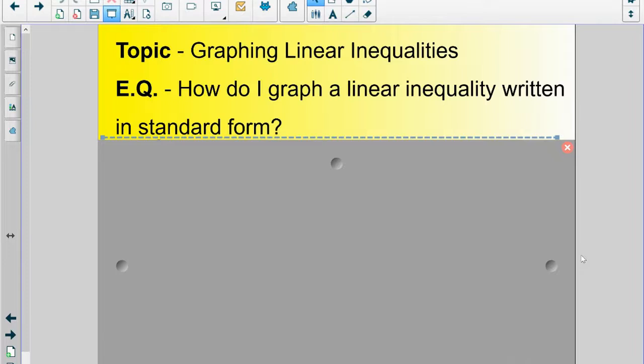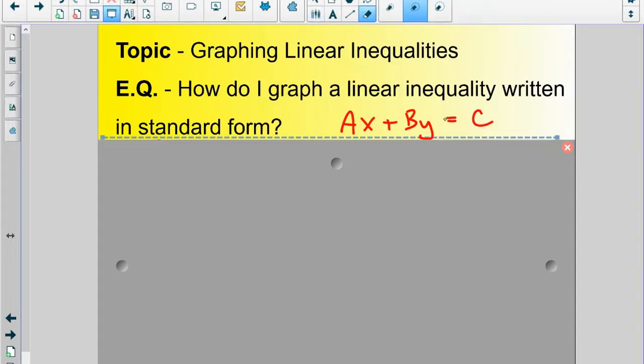So today we're going to take a look at graphing more linear inequalities, but our focus today is going to be when the linear inequality is written in standard form. You may recall from, I believe it was Unit 1 earlier this year, standard form of an equation is ax plus by equals c. Basically, when x and y are both together on typically the left-hand side of your equation.